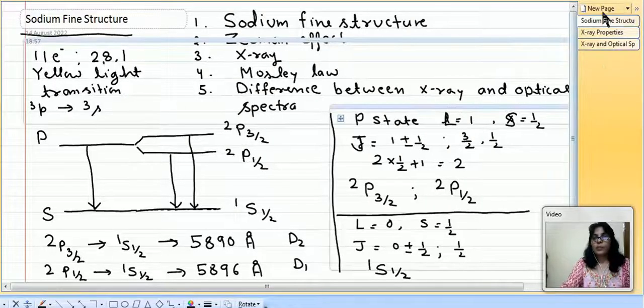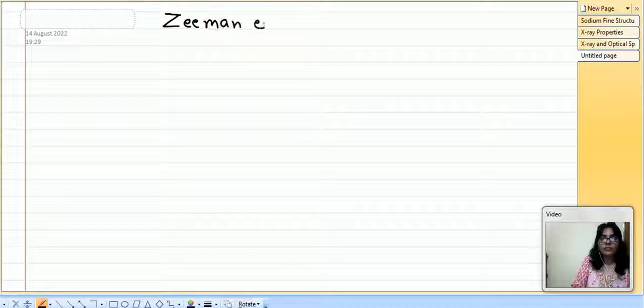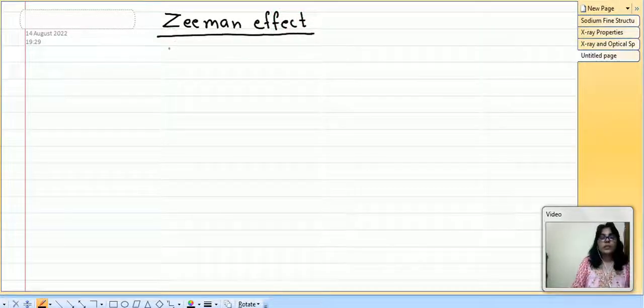Now come to the next page, and we will discuss the Zeeman effect. So put the heading Zeeman effect. It is seen that when an atom is placed in a magnetic field, a single spectral line splits into many components. This effect is known as the Zeeman effect. So let us write it here.